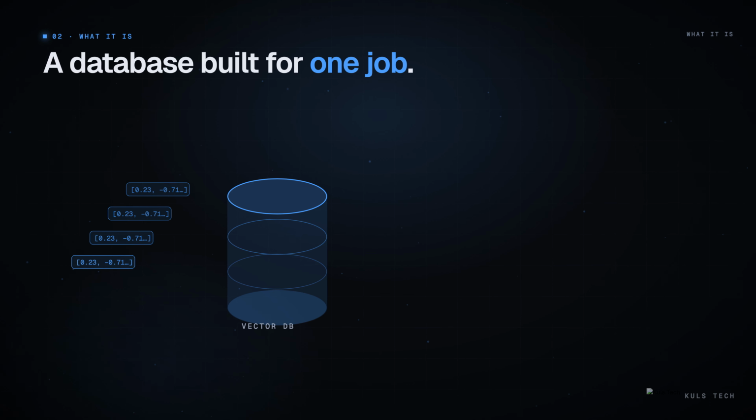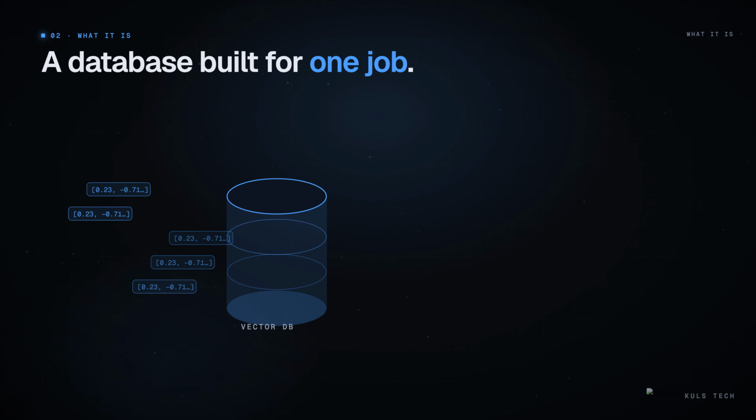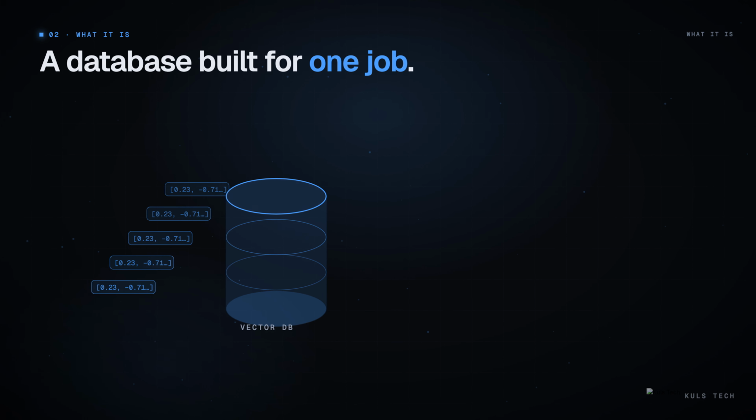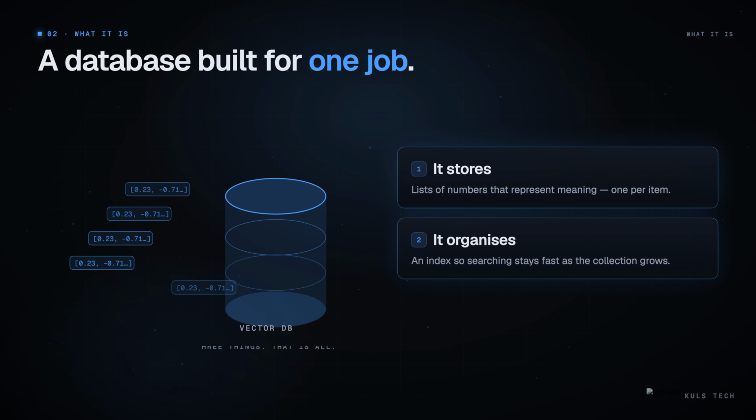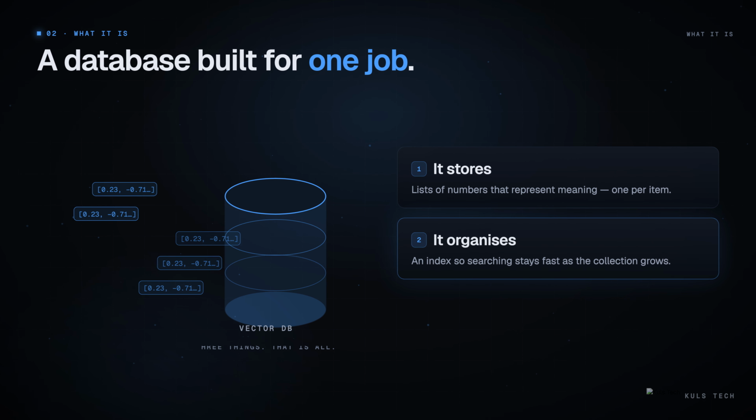A vector database is a database built for one job: storing lists of numbers that represent meaning and finding the ones that are closest to each other. That's really it. Three things. It stores those lists of numbers, it organizes them so searching is fast, and it answers the question, what's most similar to this? Everything else is detail.